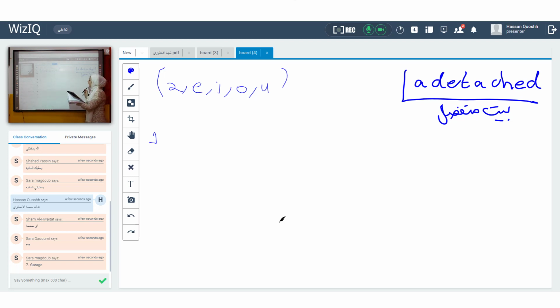Okay. Look at the letters. We have E and A and E. So, put the answer. We are missing these letters, okay? E, A, and E. Okay, let's continue. Oh, sorry. We have other space in number one. Okay.